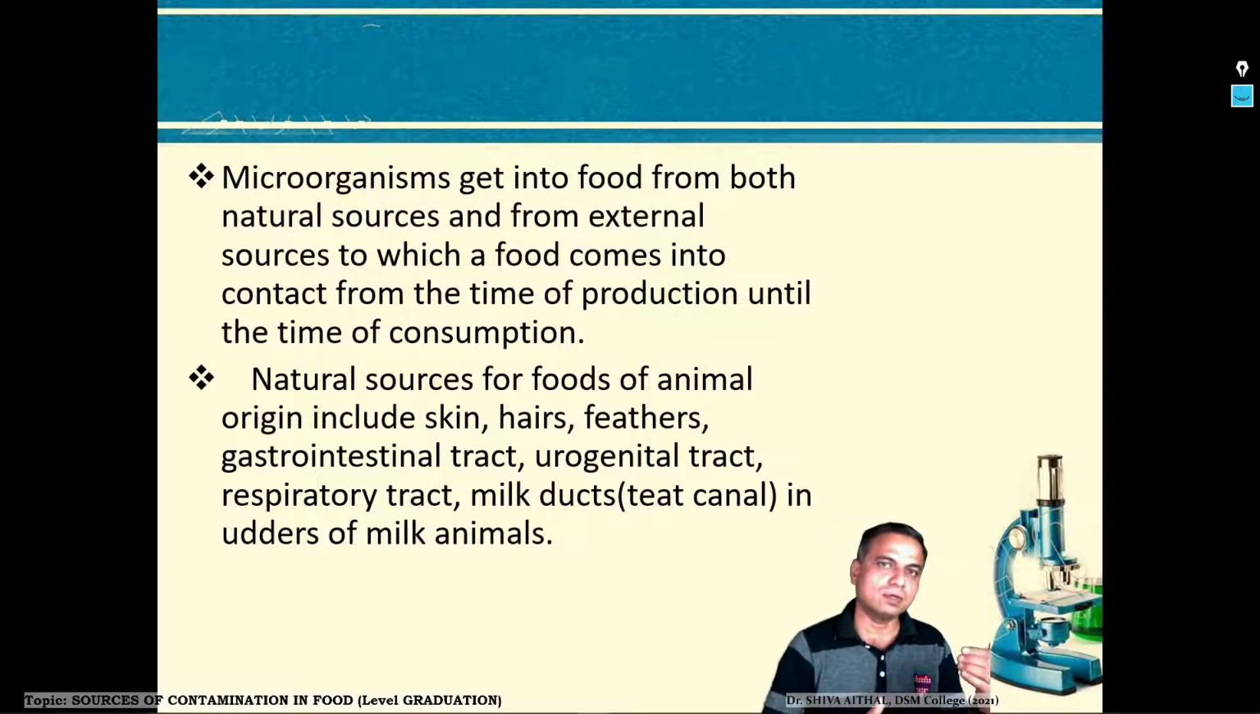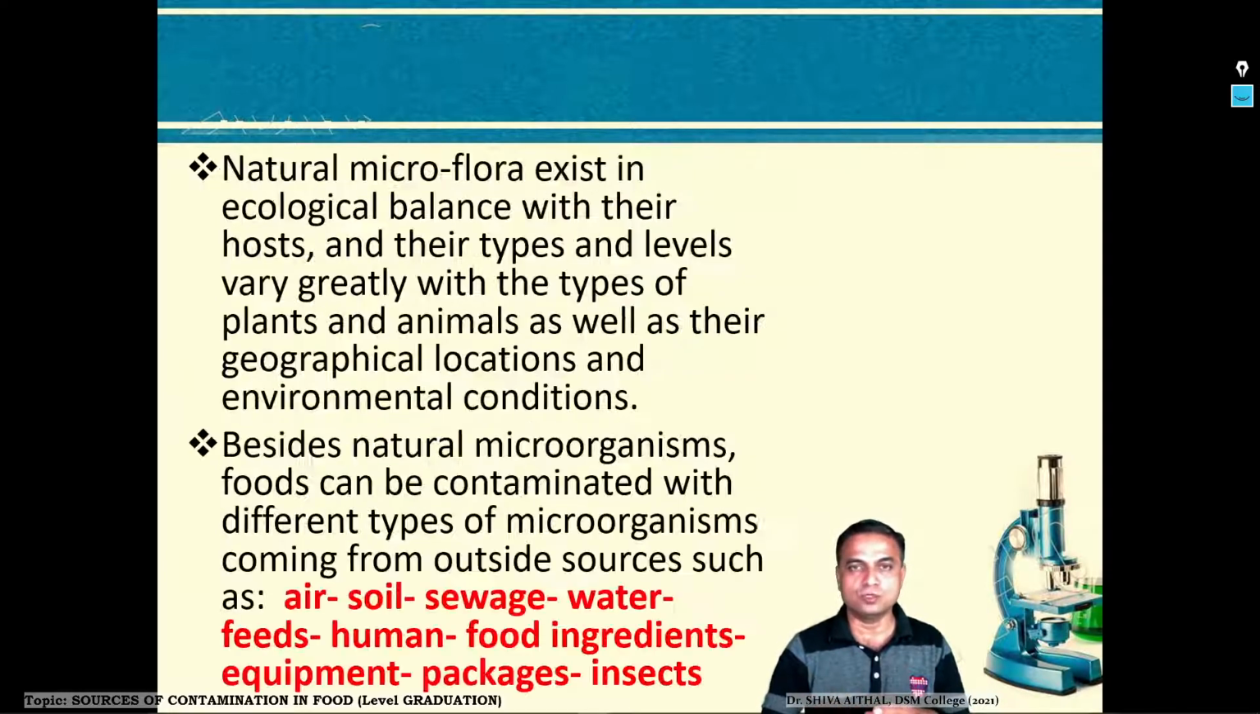Natural sources for food of animal origin means, as I said, there is livestock, there is feedstock. Livestock is animals being used as food, meat, chicken, poultry, etc. Animal sources themselves become a source of contamination, like hair, skin, feathers, gastrointestinal tract of that organism, urogenital tract, respiratory tract, milk ducts, that is the teats in udders of milk animals. This we will study in detail in milk microbiology in the last unit. But the animal itself becomes a source.